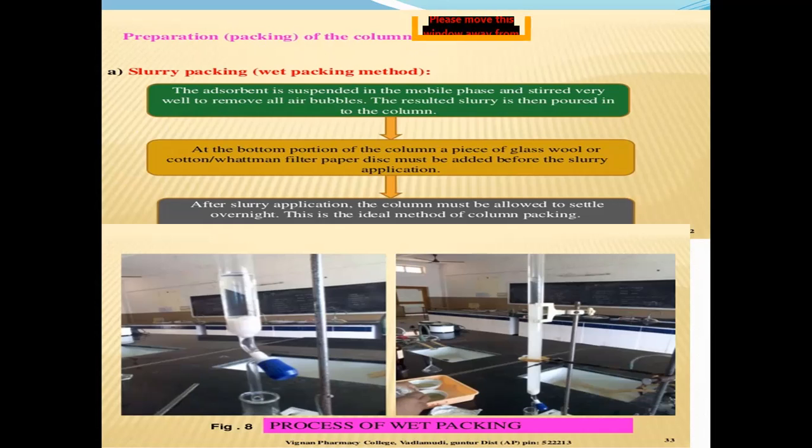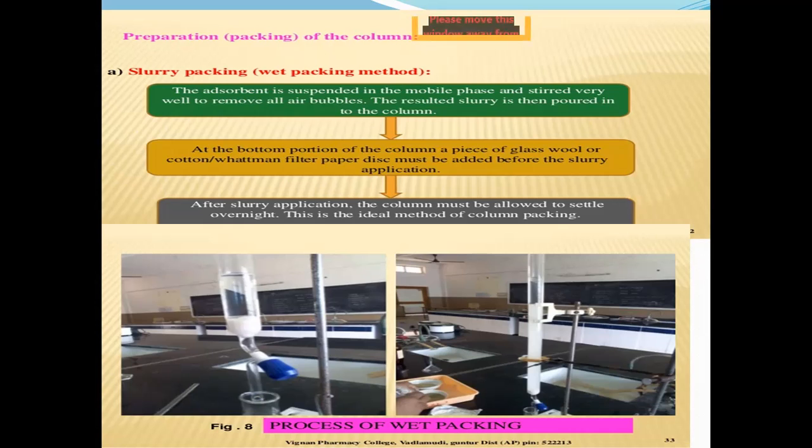One is the wet method and the second one is the dry method. In the wet method, we use slurry. We have already discussed slurry in the PLC. What is slurry? Slurry is nothing but a paste. So here also, first, how can we prepare a slurry?